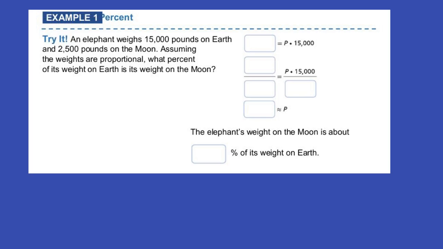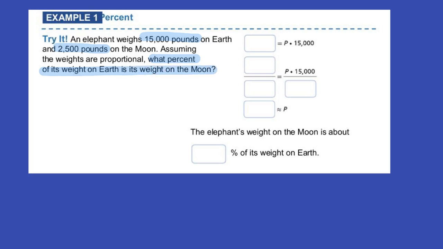All right, this is example 1, the try it, on the bottom of page 156. So we have an elephant that weighs 15,000 pounds on Earth, but only 2,500 pounds on the moon. Assuming the weights are proportional, what percent of its weight on Earth is its weight on the moon?